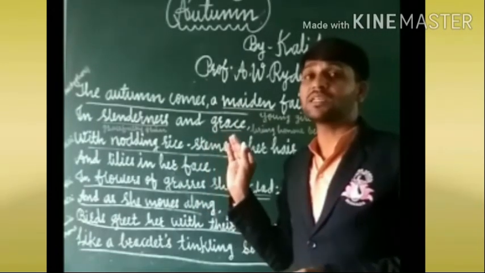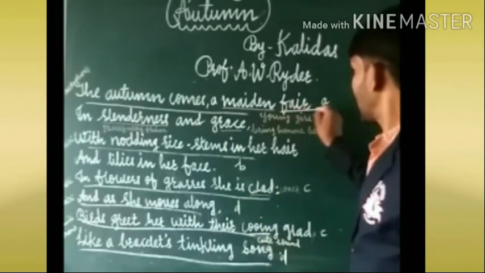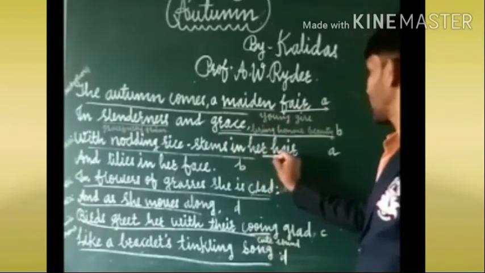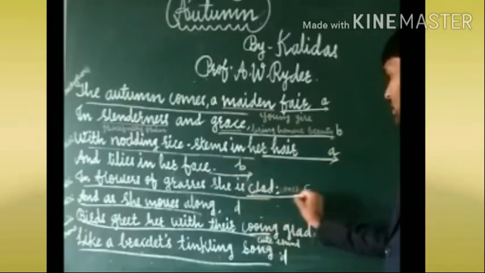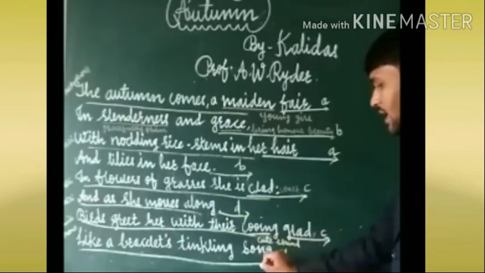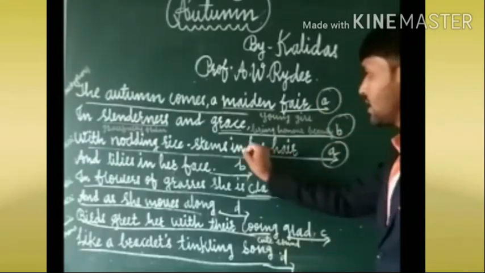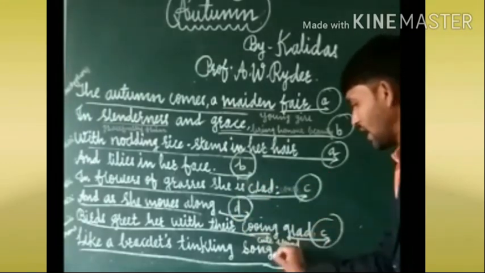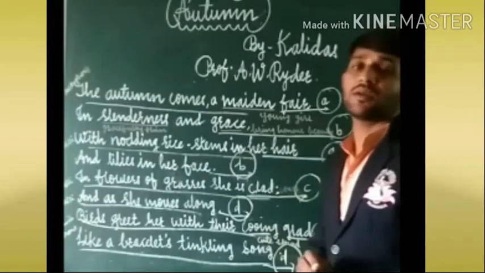So you understood this paragraph and the poetic devices used in this poem. Next, the rhyming pattern of this stanza is A, B, A, B, C, B, C and D. That means A, B, A, B, C, B, C and D. You can find the rhyming pattern of this poem.